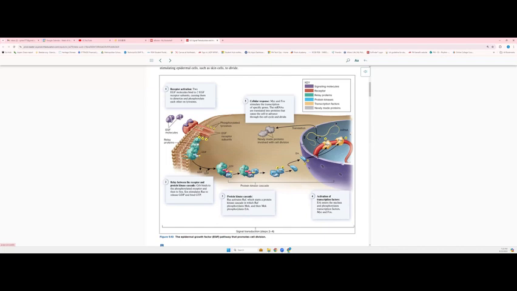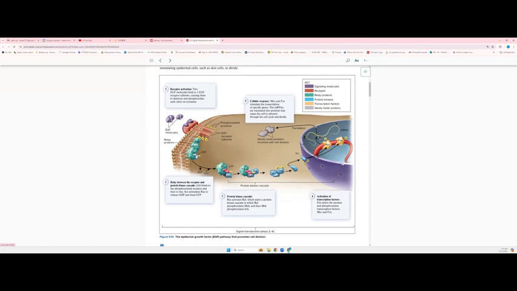GRB, this is another protein, will bind to the phosphorylated receptor. GRB protein will bind to this receptor, and at the same time the GRB will bind to SOS. That's another protein, and then SOS will stimulate RAS to release the GDP and to bind the GTP.